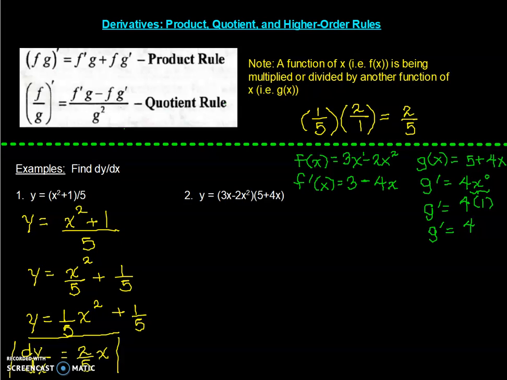Okay, so we have this all set up, which means now to find the derivative of y with respect to x, I'm going to write down my product rule, which is f prime g plus f g prime. So all I'm doing is I'm going to substitute what I have into each variable's place. So f prime is 3 minus 4x. Remember, you always substitute in parentheses. Times g, which is 5 plus 4x.